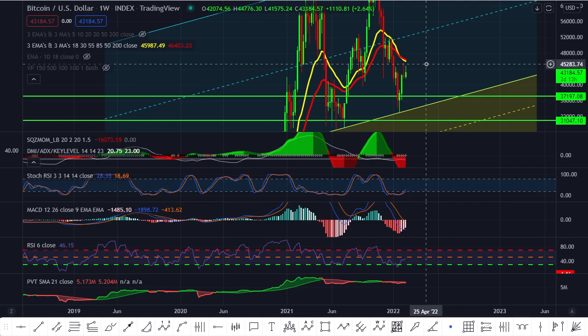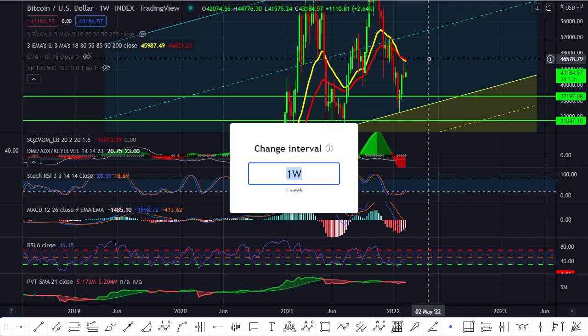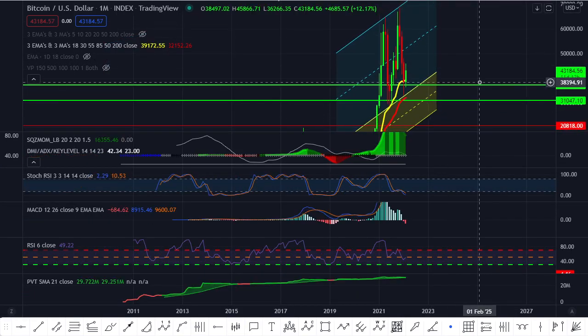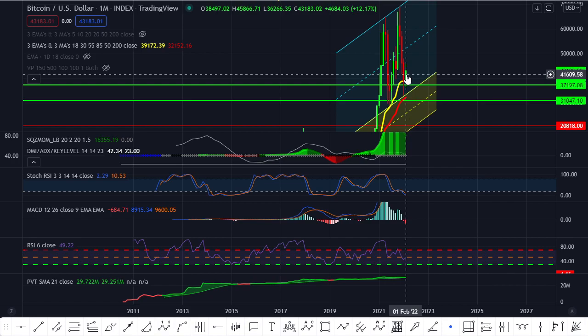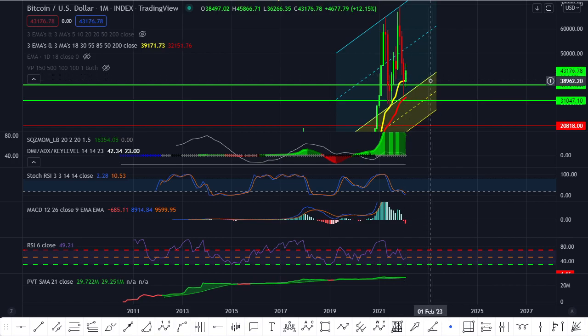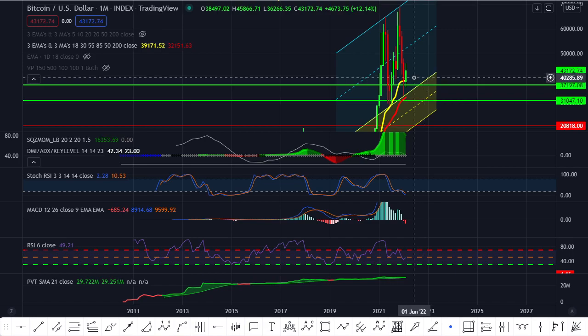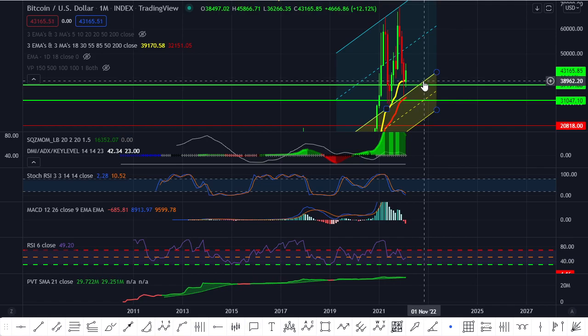If the daily close is above, let's see, how much is this, $39,000. If we close the daily above $39,000, or above 40 most probably, then most likely we can see 50. But if you close at least 2 daily candles below $39,000, then you're closing under support again, which is your 18 EMA on the monthly time frame.